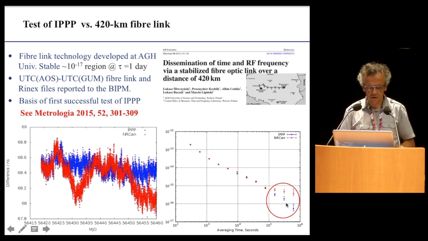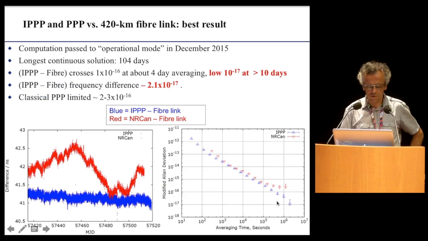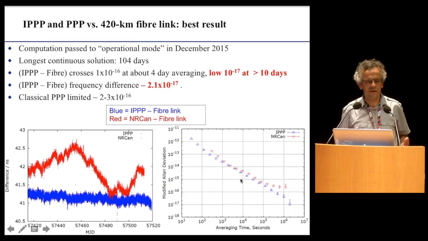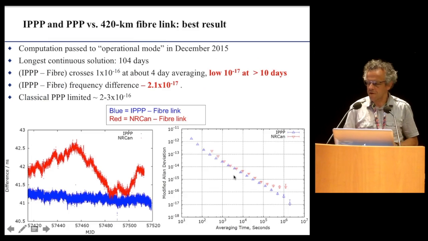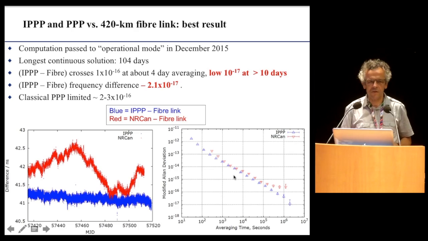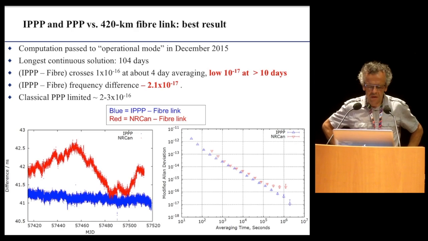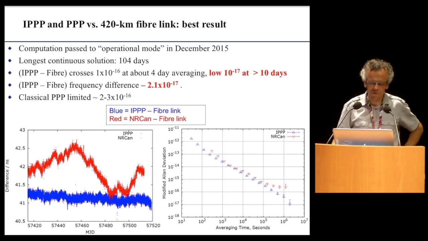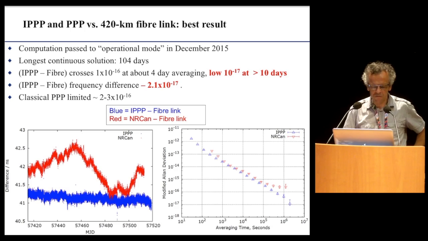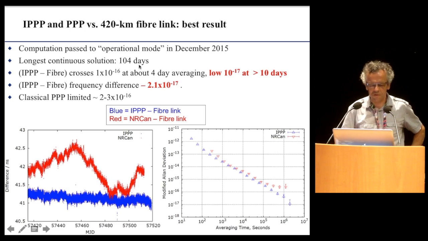This has been repeated month after month, and of course the problem with this kind of phase comparison is that you need phase continuity, or at least not too big gaps in your data. And it's very difficult to have this operationally for months. So since we have this fiber link available, we found a 104-day interval where everything was continuous.